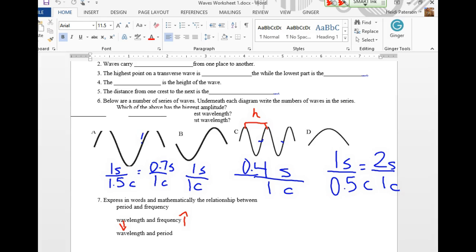You said that picture D had the longest wavelength. It also has the longest period. So if you have a great distance between two waves, it's going to take a lot longer to go through one complete wave. So when you increase your wavelength, you increase how long it's going to take for one wave or one cycle to happen.